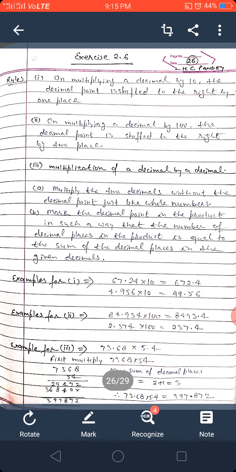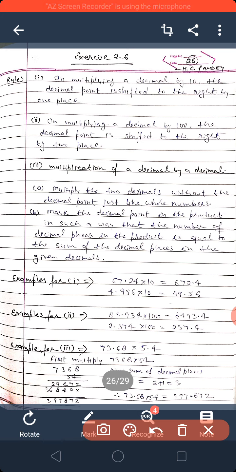The first rule: on multiplying a decimal by 10, the decimal point is shifted to the right by one place. For example, 67.24 into 10. When we multiply 67.24 by 10, the decimal point is shifted to the right side. Then the decimal point comes after 7, and then its value is 672.4.